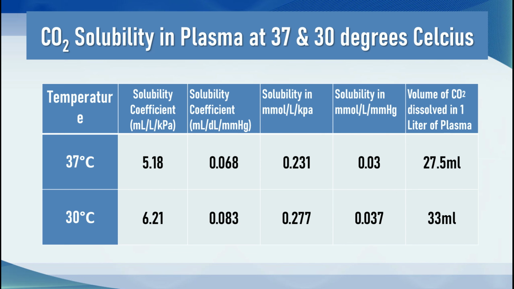So you can see in this particular table that at 37 degrees Celsius, the solubility coefficient in mL per litre per kPa of carbon dioxide is 5.18, but it increases to 6.21 at 30 degrees Celsius. And that means that the volume of carbon dioxide dissolved in 1 litre of plasma goes from 27.5 mL to 33 mL as you go from 37 degrees to 30 degrees Celsius.